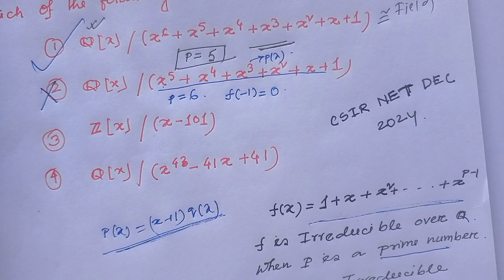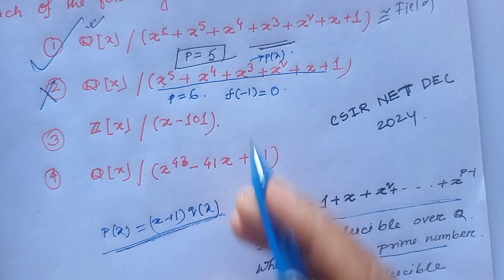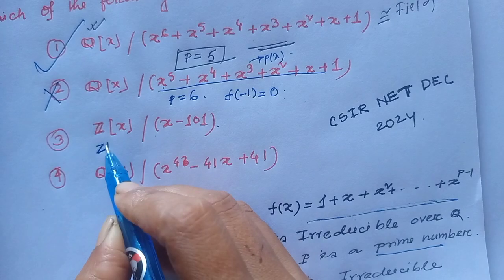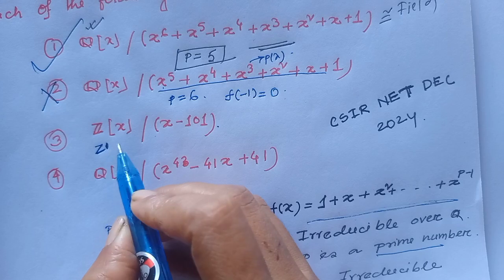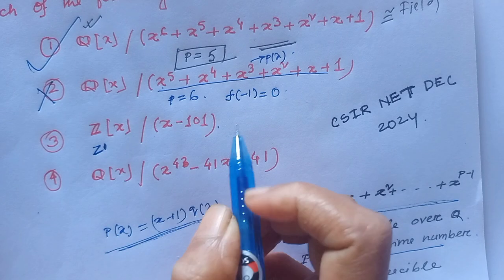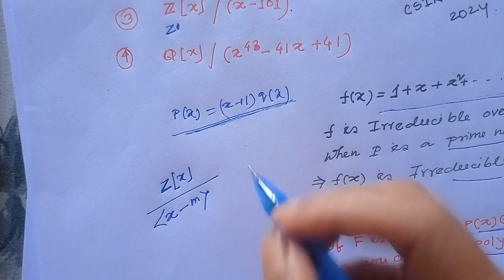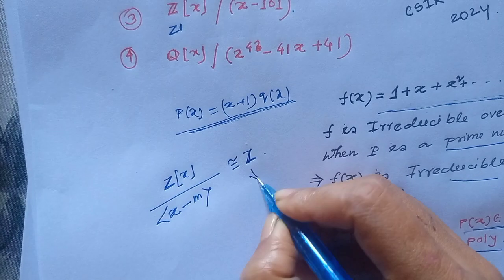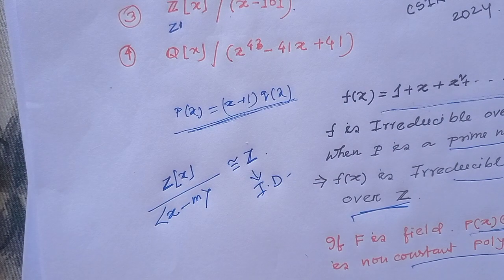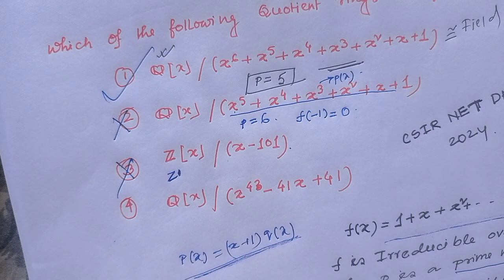And option 3, Z[x] modulo x minus 101. Since Z is not a field, Z[x] is not a PID. And we all know Z[x] modulo the ideal generated by x minus m is isomorphic to Z, and Z is an integral domain, not a field. So this is not isomorphic to a field.